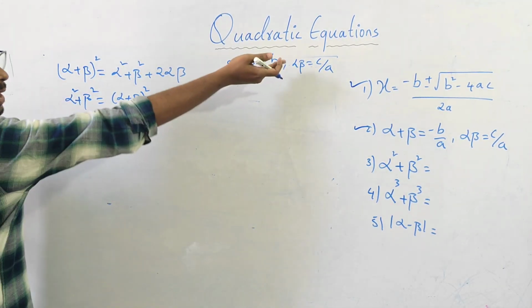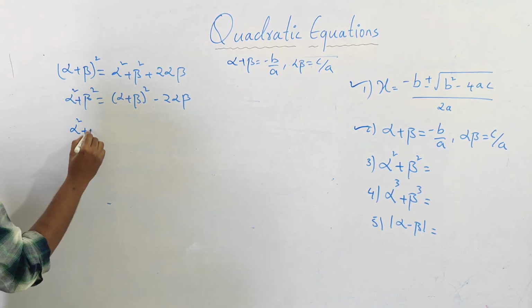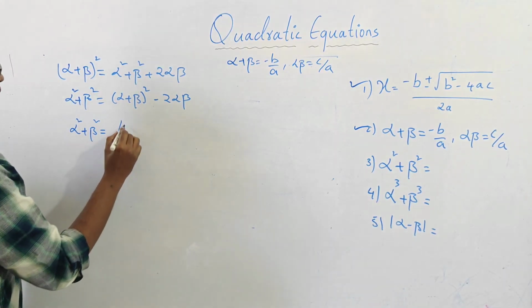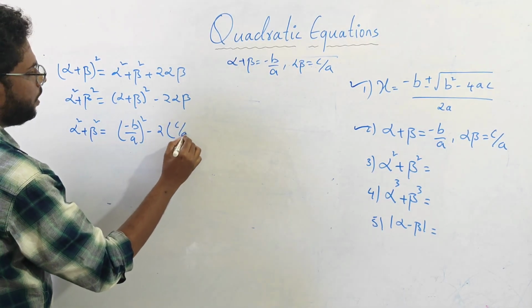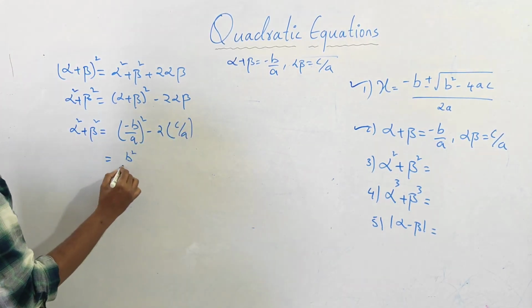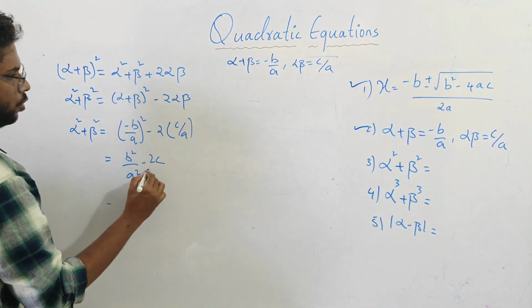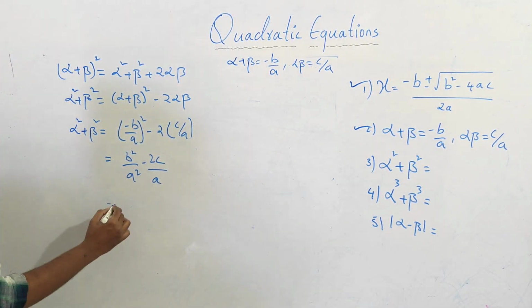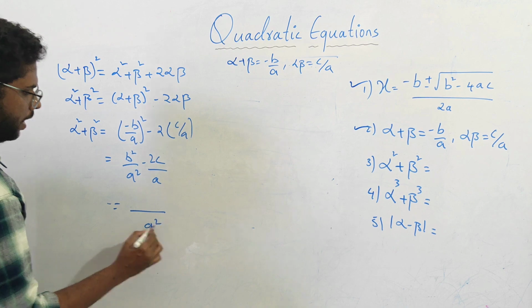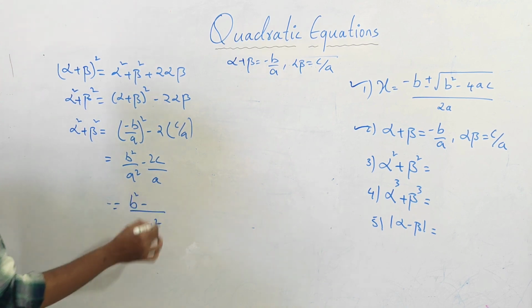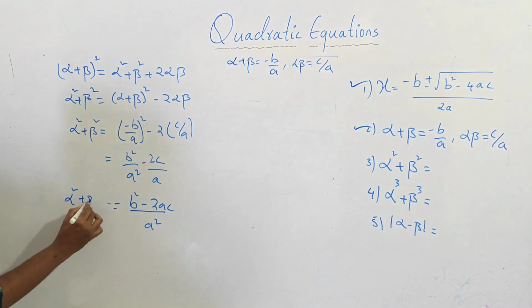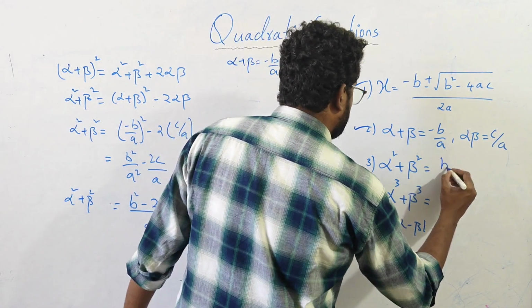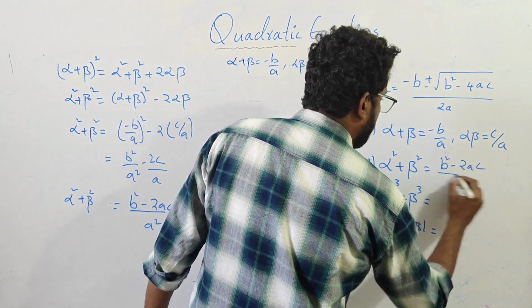I have this value here. Substitute, what do you get? Alpha square plus beta square equals (minus b by a) whole square minus 2c by a, which is equal to b square by a square minus 2c by a. Take the LCM. What will the LCM be? The LCM will be a square, so it becomes b square minus 2ac, since one a gets cancelled. Alpha square plus beta square is nothing but (b square minus 2ac) by a square.